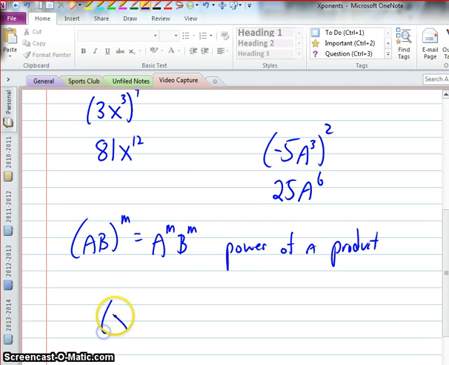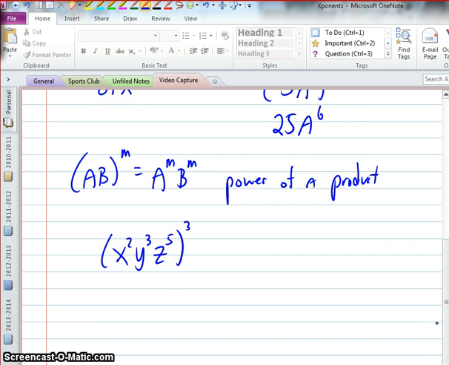An example of that would be, say, x squared, y cubed, z to the 5th, all being brought to the 3rd power. Well, we're going to have to implement both rules here, power of a product and power of a power. So we're going to have to take them individually. So x squared cubed would be x to the 6th, y cubed cubed would be y to the 9th, and z to the 5th cubed would be z to the 15th.